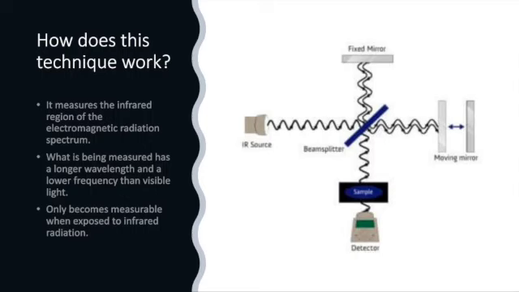FTIR measures the infrared region of the electromagnetic radiation spectrum. What is being measured has a longer wavelength and a lower frequency than the visible light. It only becomes measurable when it is exposed to infrared radiation, making this device necessary to get these readings.